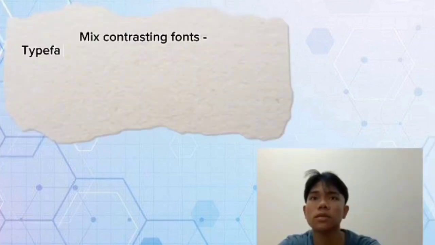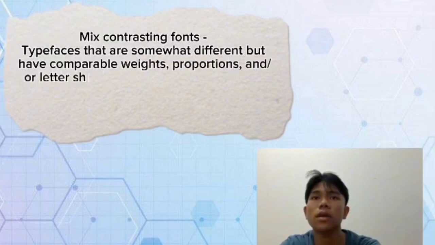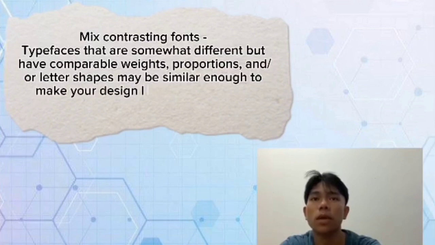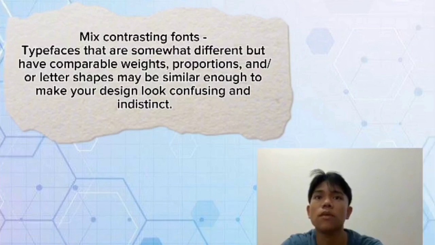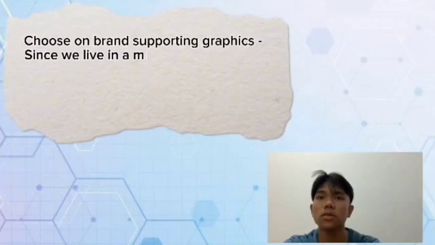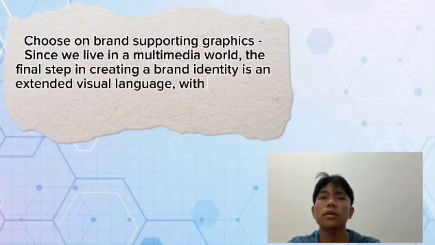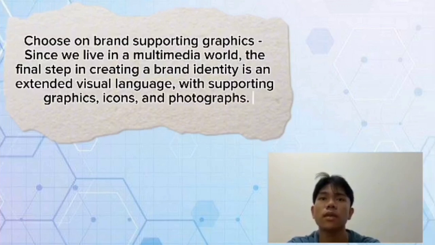Third is, mix contrasting fonts. Typefaces that are somewhat different but have comparable weight, proportion, and or letter shapes may be similar enough to make your design look confusing and indistinct. And the 7th step is choose on-brand supporting graphics. Since we live in a multimedia world, the final step in creating a brand identity is an extended visual language with supporting graphics, icons, and photographs.